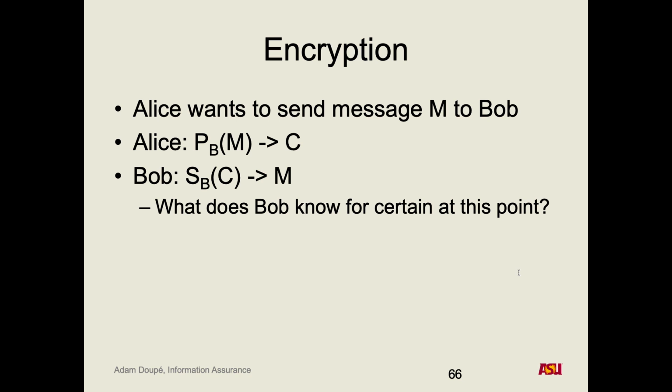And so, like we said, and I'm going to keep harping on this, what does Bob know for certain at this point? Since the ciphertext was created, it hasn't been tampered with. What does Bob know about who sent the message? Nothing. So does Bob know if it comes from Alice? No. What about Eve? Could it come from Eve? Yes, all these things are possible, because everyone has access to Bob's public key.